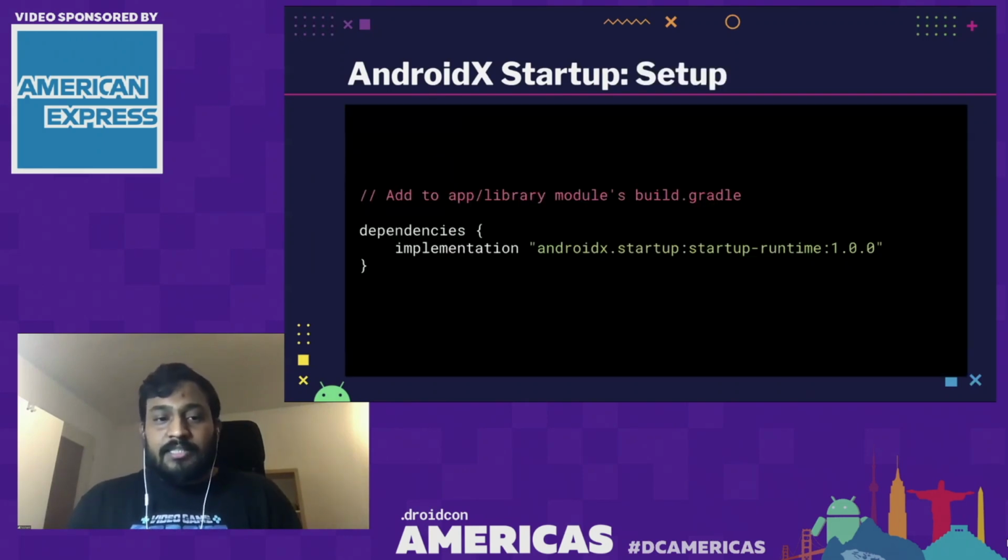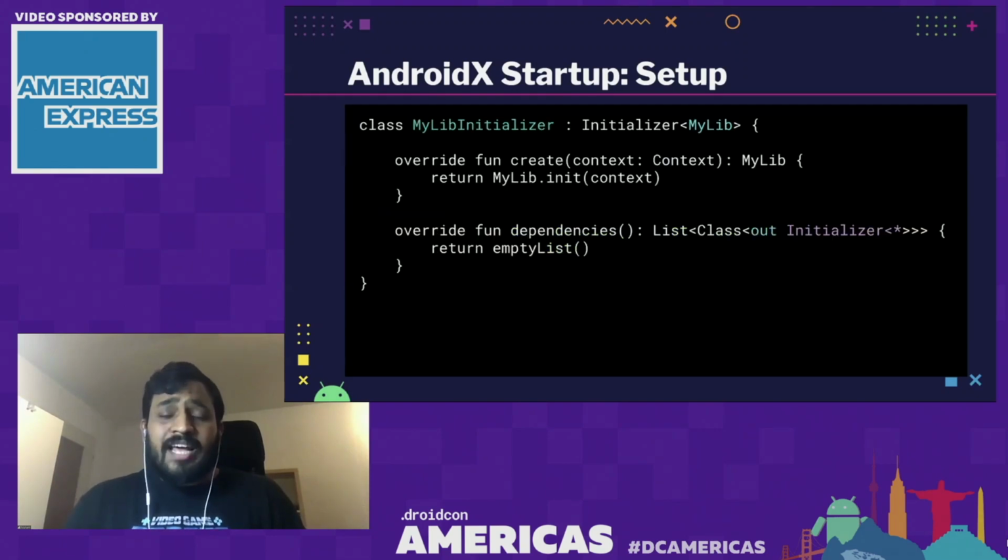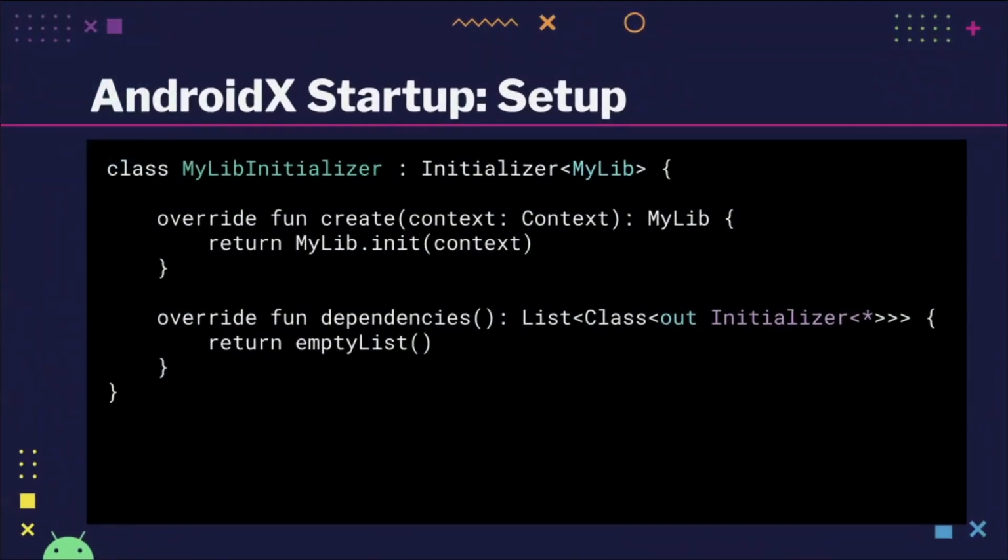So if you had to actually set this up, how would you do it? Well, the simplest is that you go into your library module and add the dependency itself, the startup runtime, 1.0.0. And then instead of actually creating an init provider, we're going to be creating an initializer. This class actually comes from the startup runtime dependency itself. You create a class called MyLibInitializer, which extends from Initializer, and then you pass the class that you want to get back. In this case, you want to get back an instance of the library itself, right? MyLib.init class. And it has two functions. It has one called create, and it has one called dependencies.